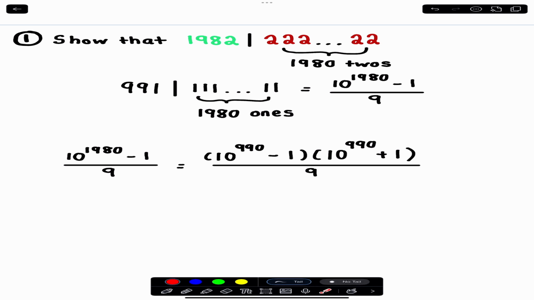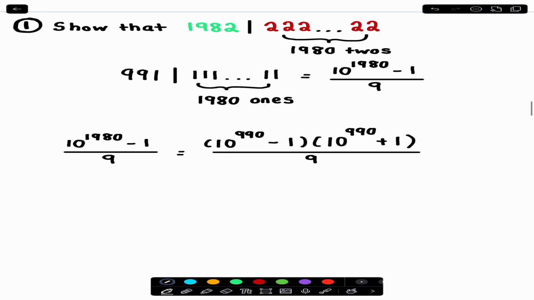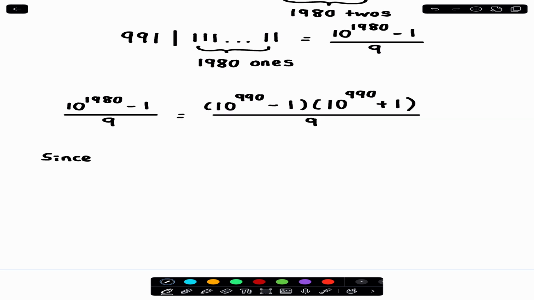And now we have a feeling that we're going on the right track, because we need to show that 991 goes into this number, and when we look at this number, 990 and 991, they're pretty close. In fact, they're off by 1, which, off by 1, I hope you're thinking of Fermat's last theorem, because that's exactly what we need to use. Because, fun fact, 991 is prime. So we can spell that out.